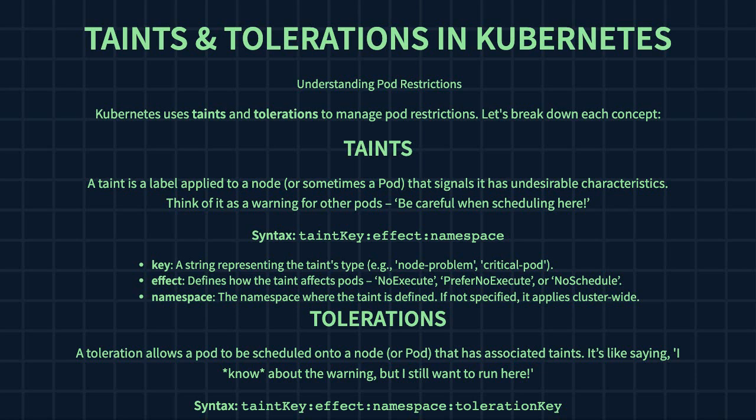They come in the form of a key, an effect like telling pods not to run or prefer not to run, and a namespace. Now, tolerations are the antidote. They are part of your pod definition that say, I know about this warning, but I still want to schedule myself on this node. Essentially, they tell Kubernetes, don't care about the taint, I can handle it.